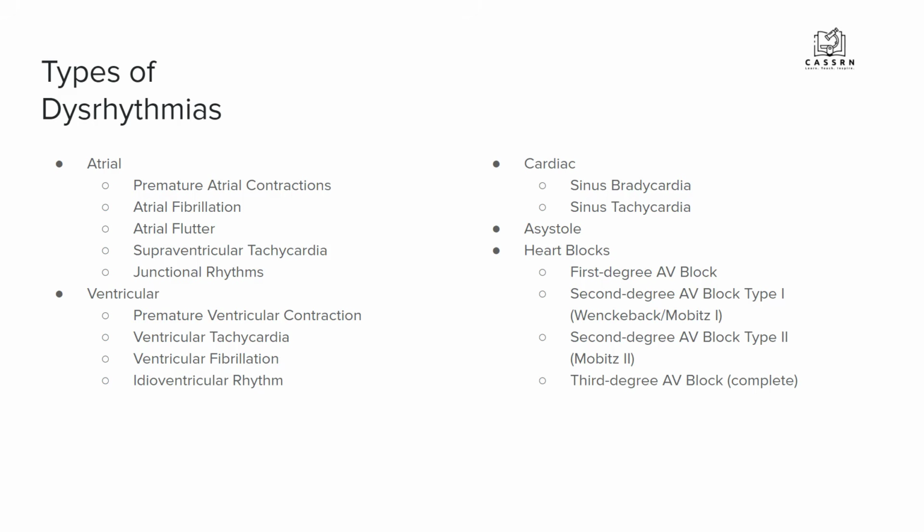So there's 3 types specifically, and it's the premature atrial contractions, which are called PACs, atrial fibrillation, which we call AFib, and atrial flutter, which you can call AFL.